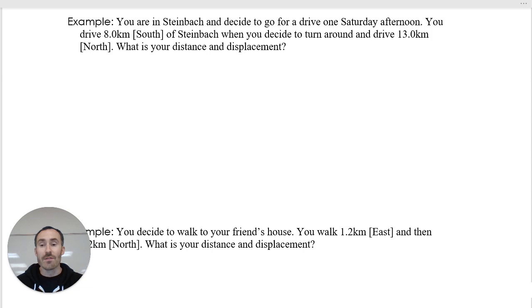Let's do a couple examples. You are in Steinbach and decide to go for a drive one Saturday afternoon. You drive 8 kilometers south of Steinbach when you decide to turn around and drive 13 kilometers north. What is your distance and what is your displacement? Let's draw a little picture here. So here we have Steinbach.